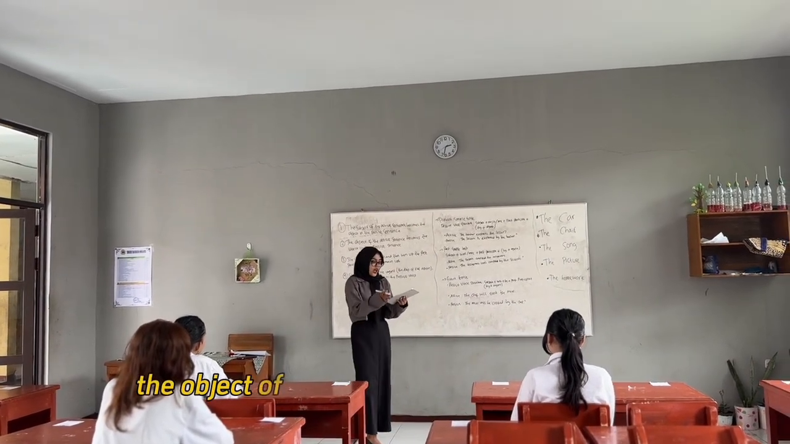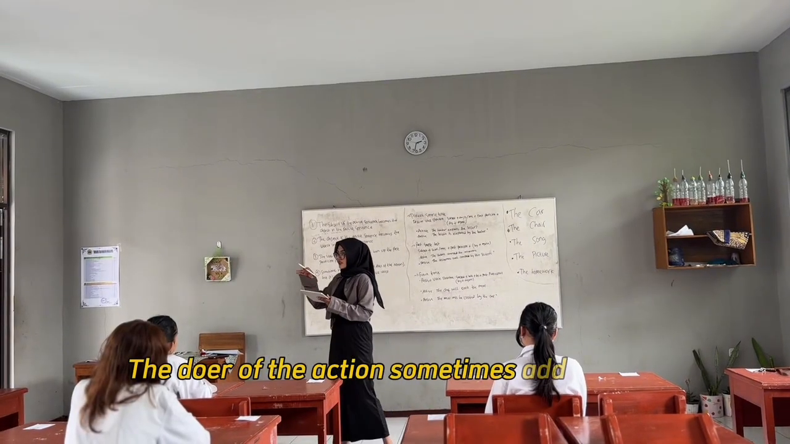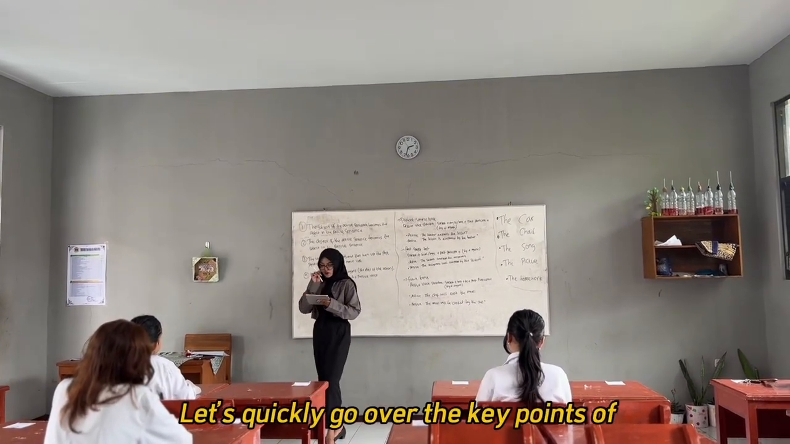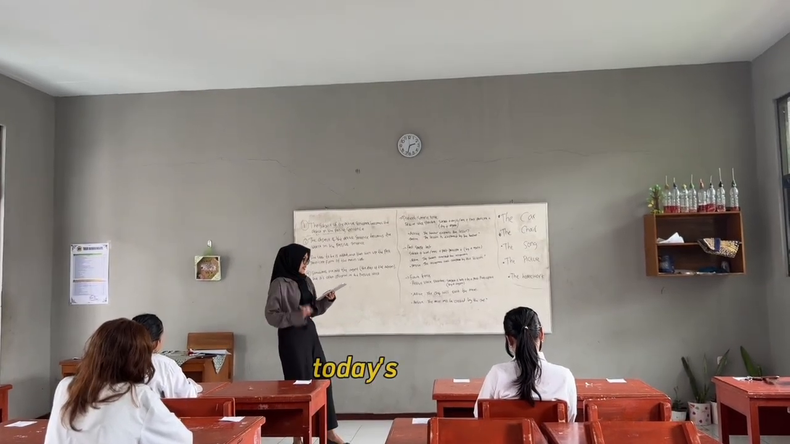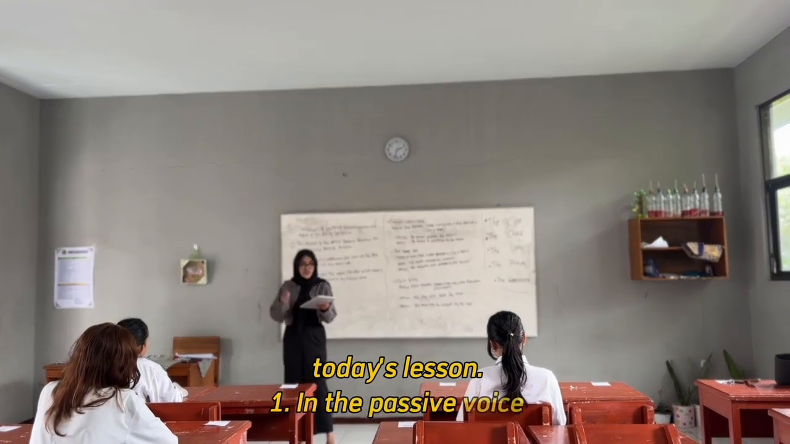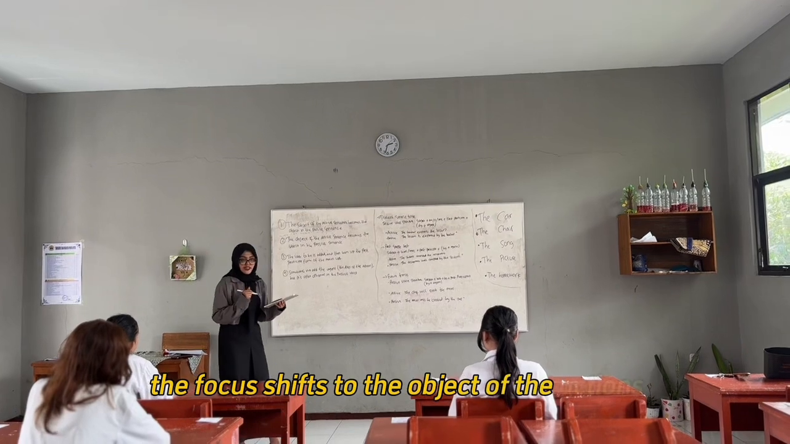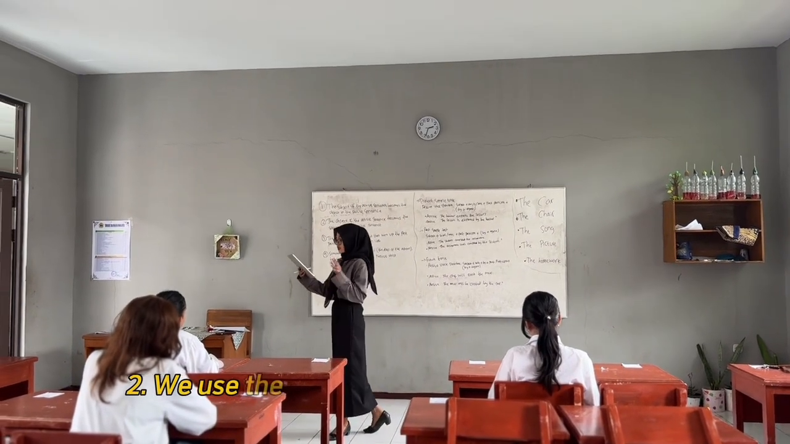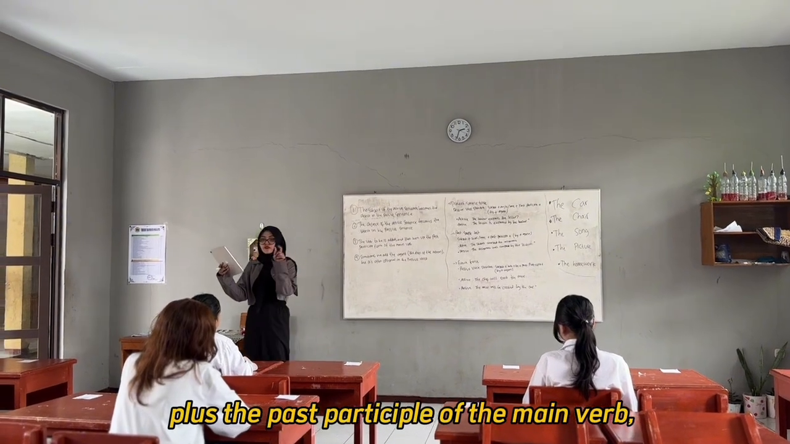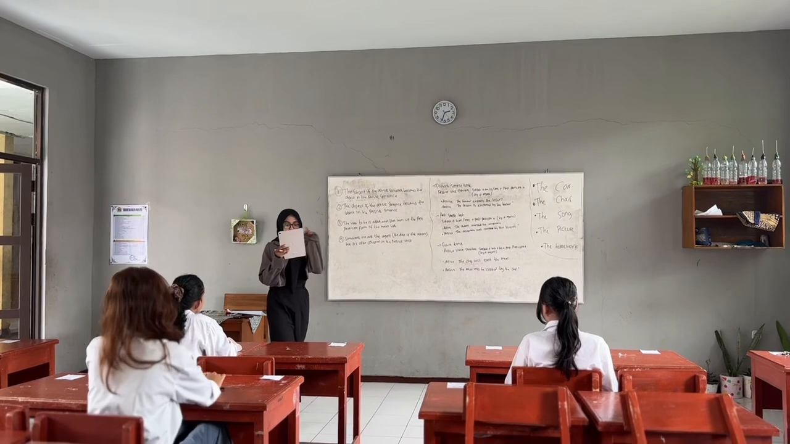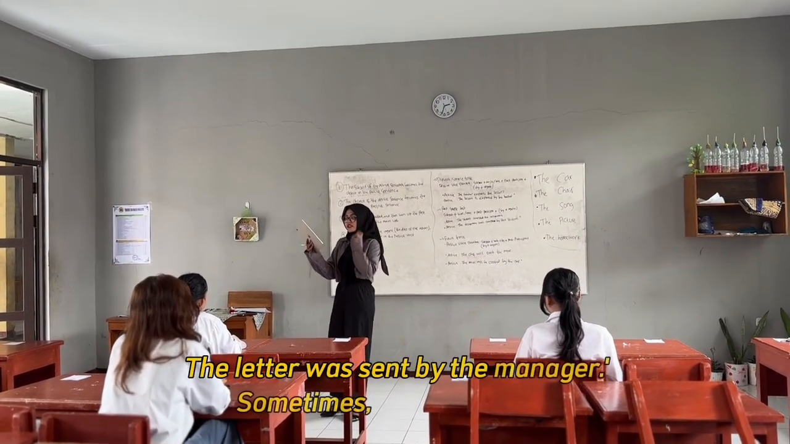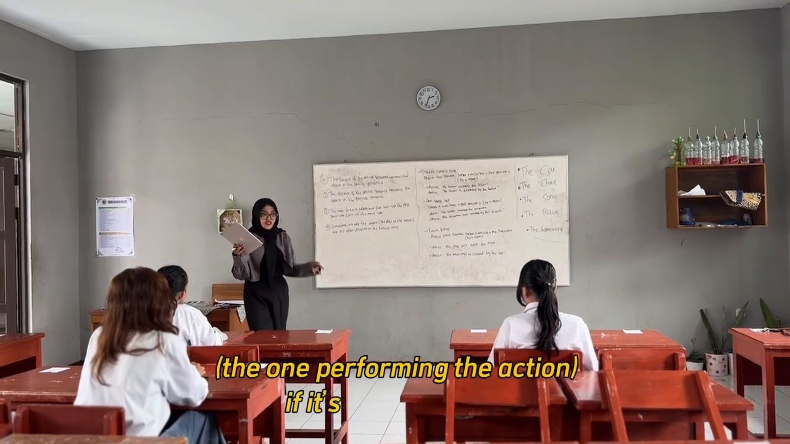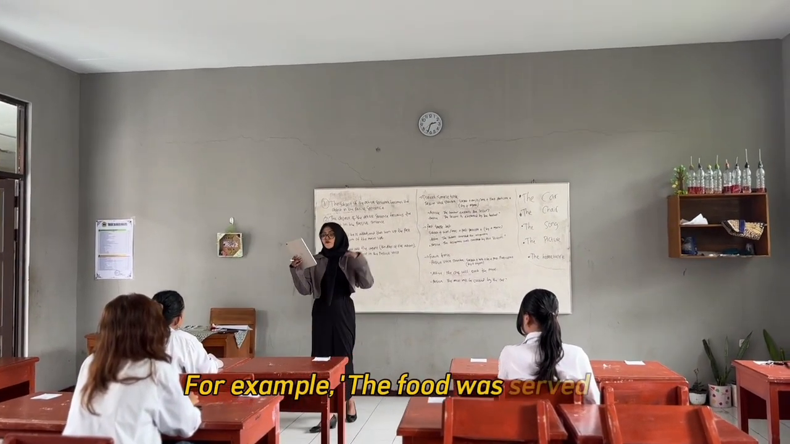In the passive voice, the object of the action becomes the subject. The doer of the action, sometimes we add with by. For example, the homework was completed by the students. Let's quickly go over the key points of today's lesson. Number 1, in the passive voice, the focus shifts to the object of the action. For example, the lesson is taught by the teachers. And number 2, we use the verb to be in the correct tense plus the past participle of the main verb. For example, the letter was sent by the manager. And sometimes you don't need to mention the doer, the one performing the action, if it's not really important. For example, the food was served.